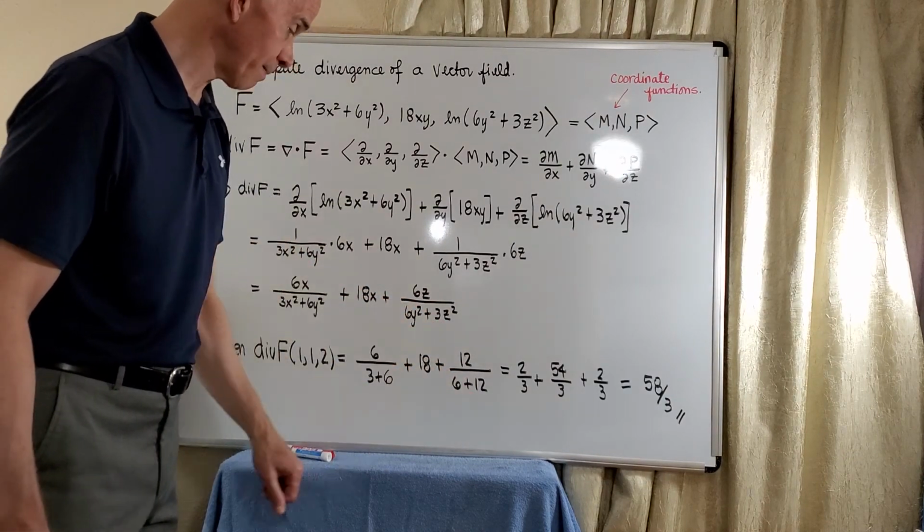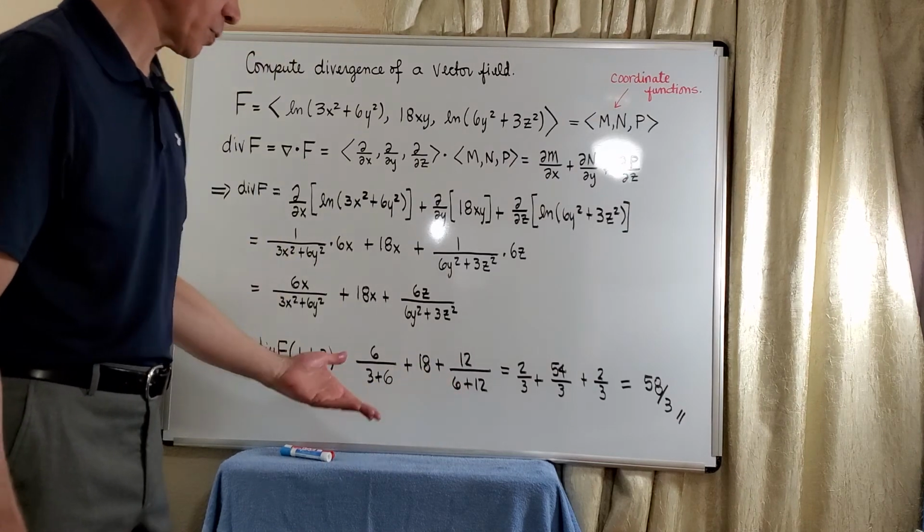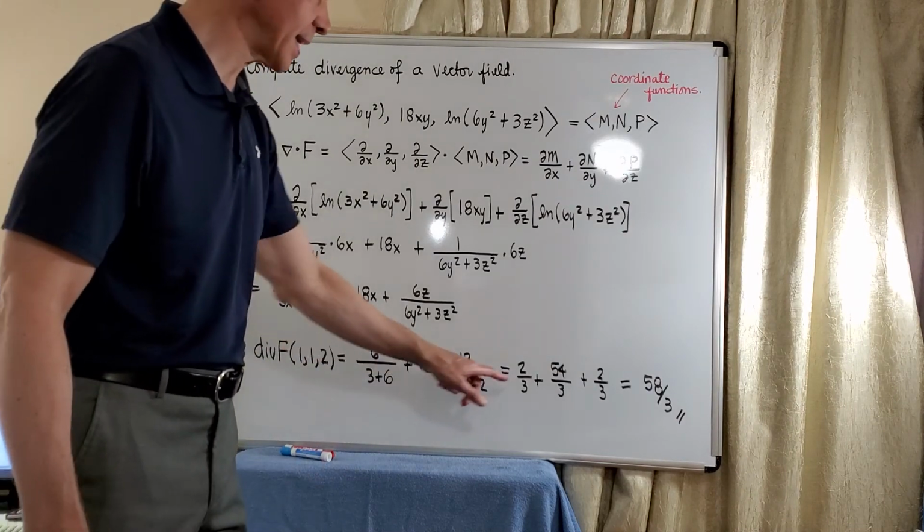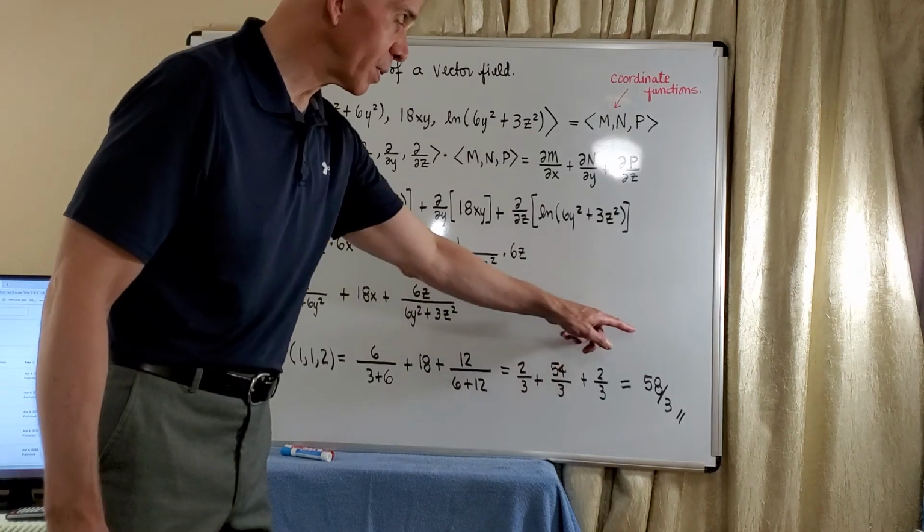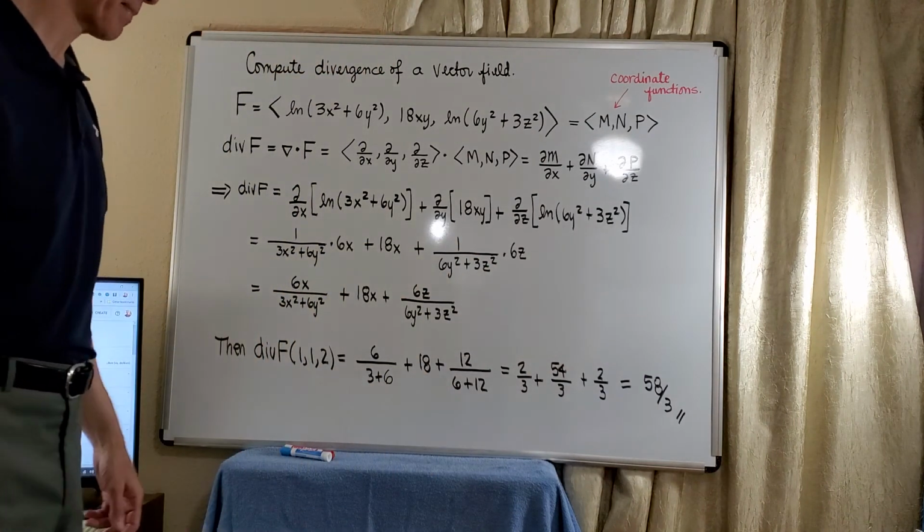which is 12. These two reduce to 2/3 very easily, and if we write 18 as 54 over 3, we get 58 over 3. And we are done.